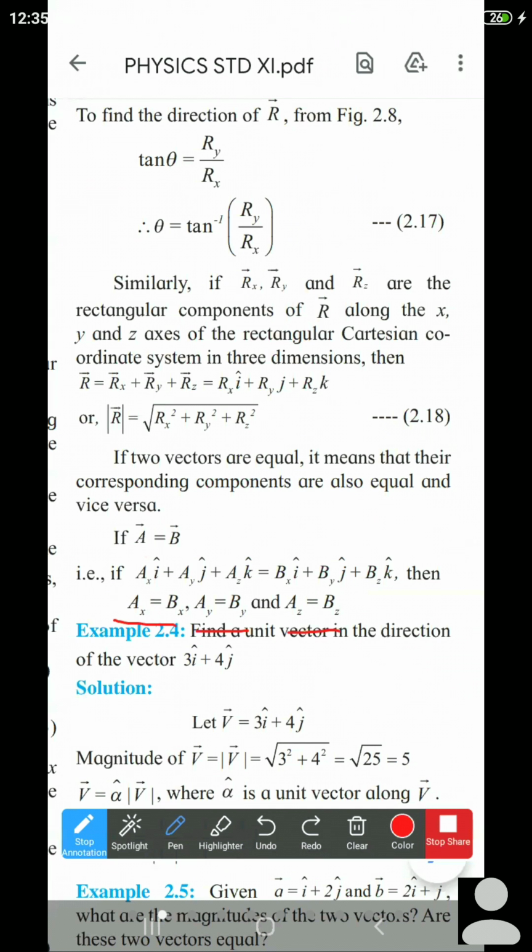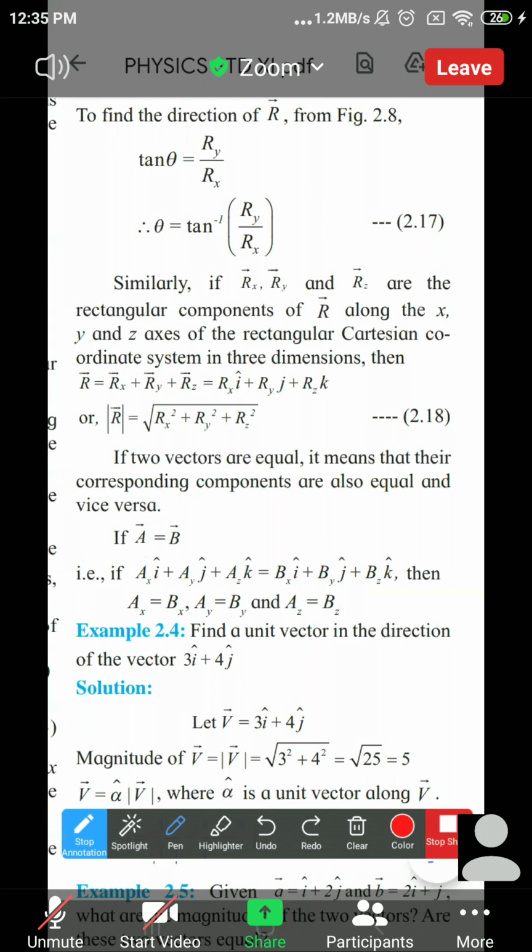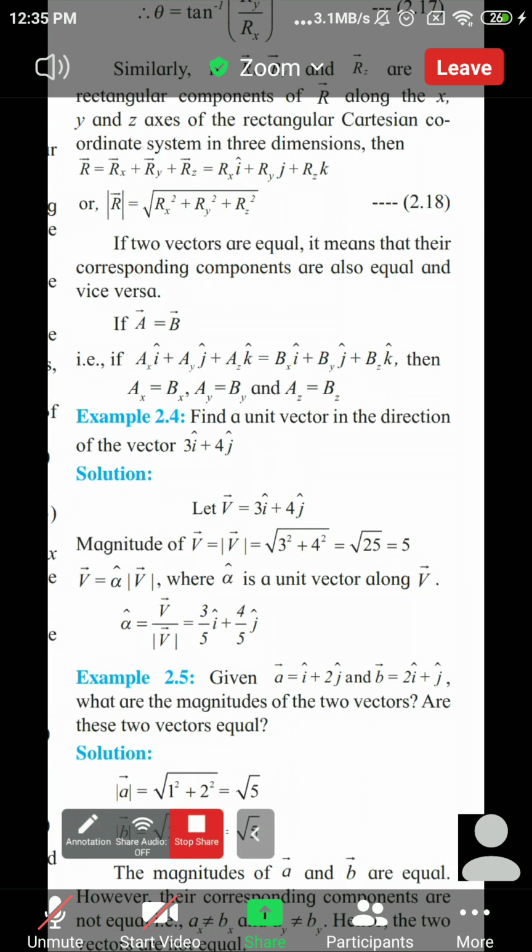ठीक है, ये हो गया वेक्टर के बारे में. We can split the given vector into its corresponding components, which is called resolution of vectors. ठीक है, उसको बोलते हैं resolution of vector. देखो यहाँ पर सम दिया है सॉल्व करके.